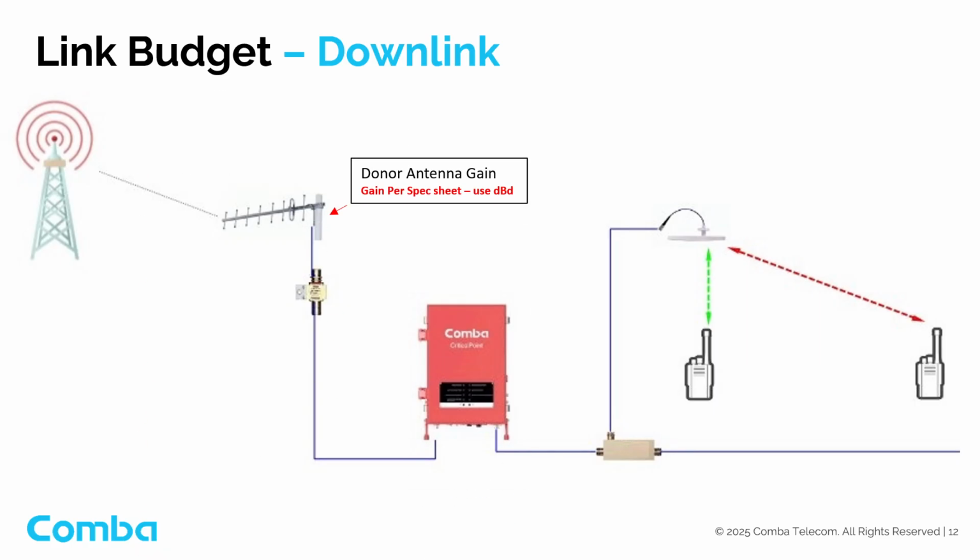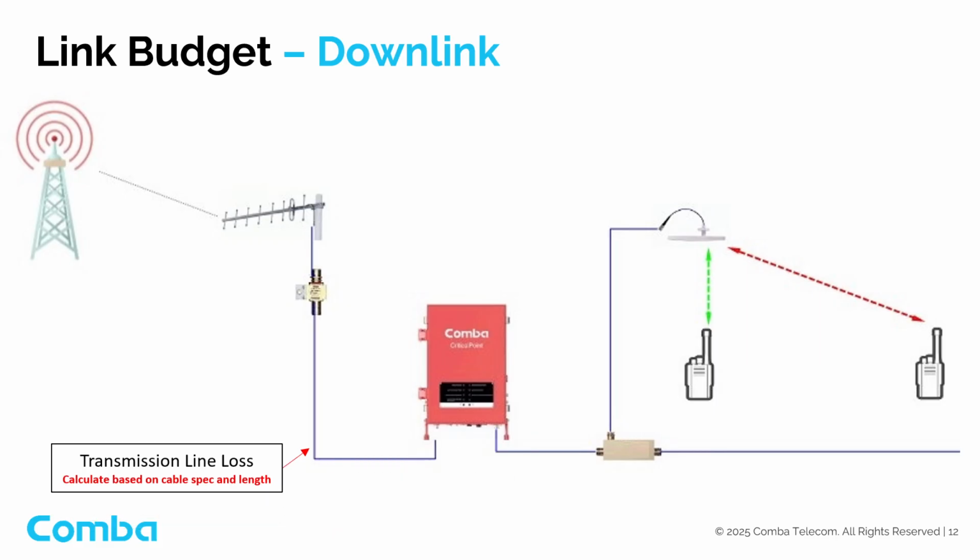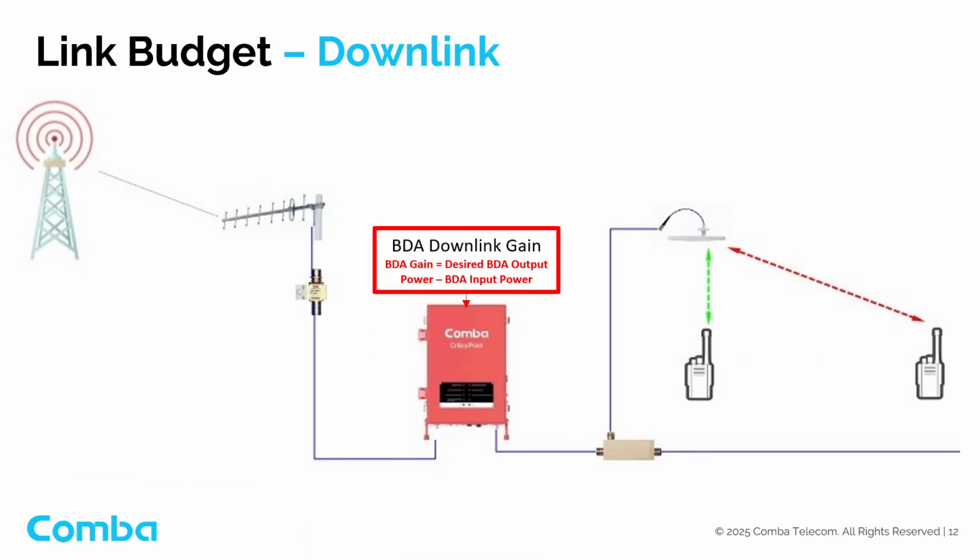The donor antenna provides gain, specified in the manufacturer's datasheet as either dBd or dBi. Always use dBd as it references gain relative to a half-wave dipole antenna, consistent with real-world antenna performance for typical dipole-based designs like Yagi or log-periodic antennas. Next, we account for donor antenna transmission line loss, which includes losses from the coaxial cable and passive components, such as lightning arresters, between the donor antenna and the BDA donor port. Next, we have the BDA, which amplifies the signal and provides gain in the downlink path.